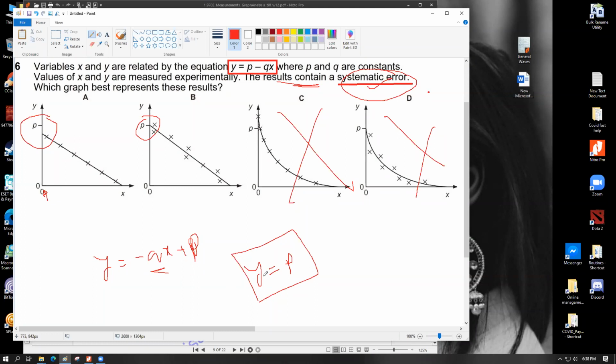Check this out. Experiment should give us something more or less than p because there is a systematic error. So altogether, for the x equals 0 position, you should not have this one. This one should be your y equals px for the systematic error graph. A is your correct response.